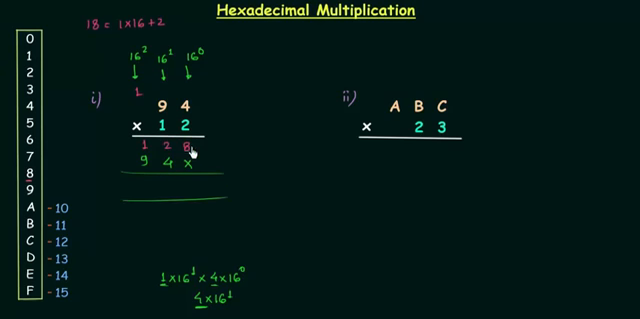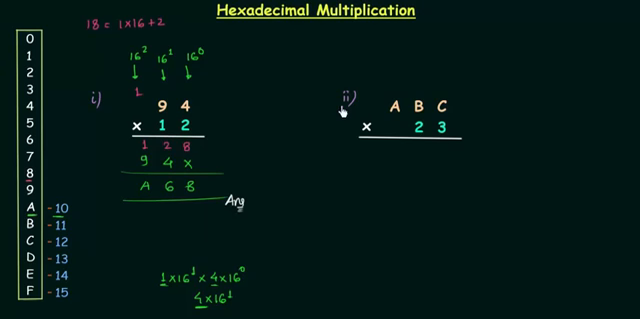In the first column I only have 8, so 8 will come here. 2 plus 4 is 6. 1 plus 9 is 10, and we represent 10 as capital A. So capital A will come in the 16 raised to power 2 column. So finally we have A68 as the answer for problem number 1.